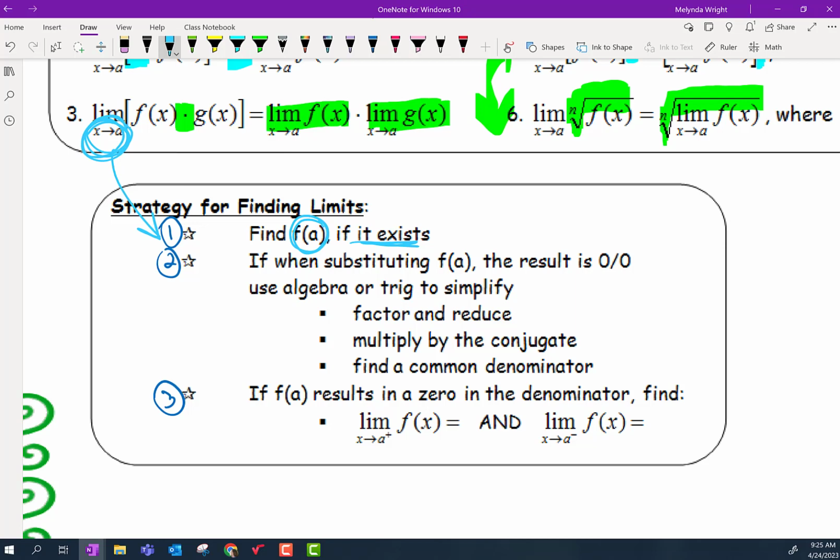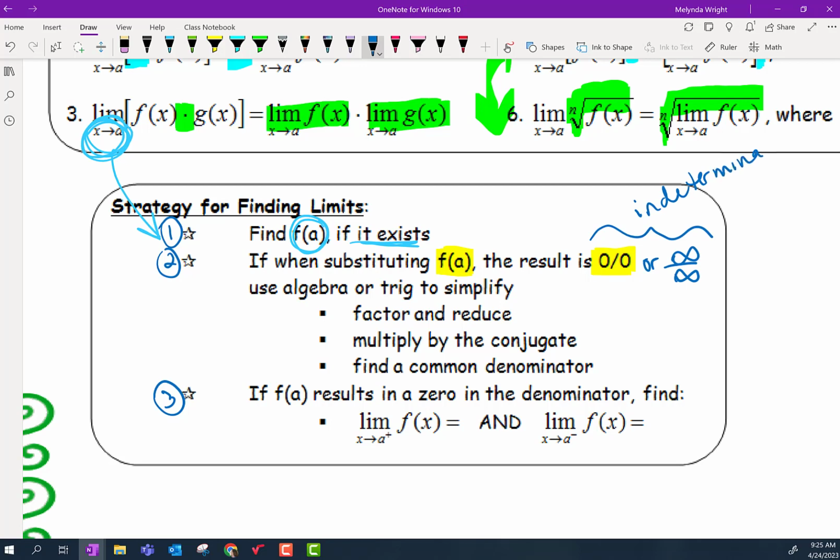When we substitute that a value into the function, we get something like 0 over 0 or infinity over infinity. These two things are called indeterminate forms.